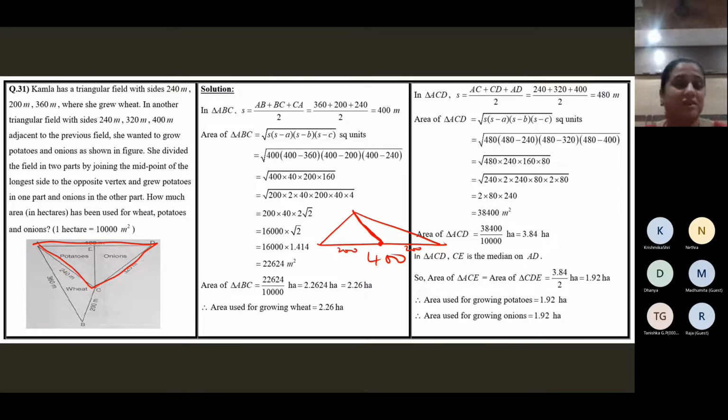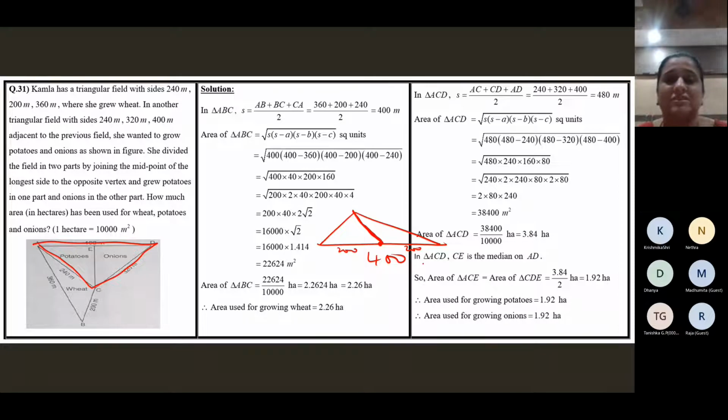The two triangles need not be congruent. They may be, in the case of some triangles like equilateral and some isosceles triangles, they may be congruent and equal in area. But in general, the property of the median is that it divides the triangle into two triangles equal in area.